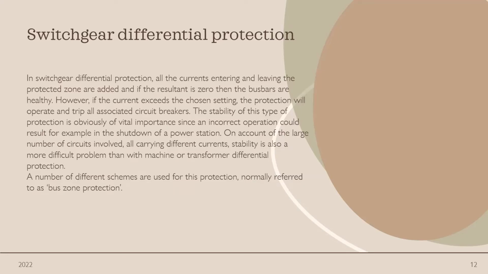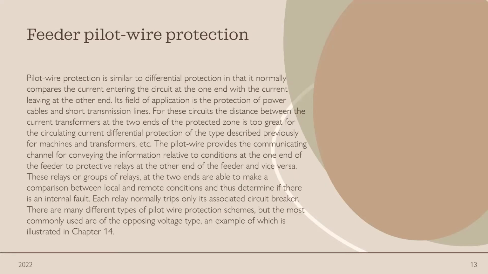On account of the large number of circuits involved, all carrying different currents, stability is also a more difficult problem than with a machine. For switchgear differential protection, a number of different schemes are used, normally referred to as bus zone protection. Feeder pilot wire protection. Pilot wire protection is similar to differential protection in that it normally compares the current entering the circuit at the one end with the current leaving at the other end.